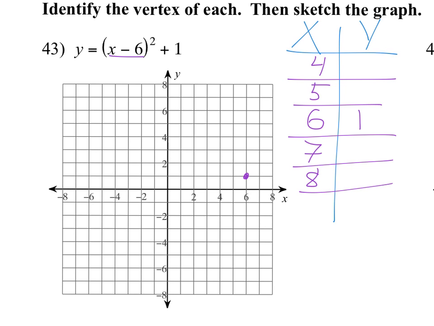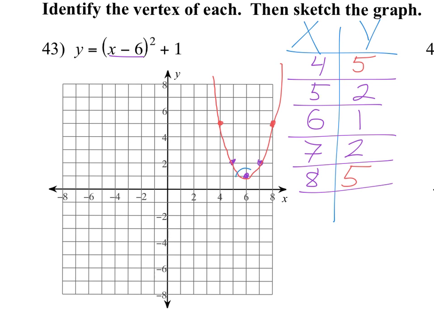7 minus 6 is 1, squared is 1, plus 1 is 2. It'd be 7, 2. And then if I go to 5, 5 minus 6 is negative 1. Negative 1 squared is positive 1, plus 1 is 2. I get this nice symmetry that we should be expecting. 8 minus 6 is 2, squared is 4, plus 1 is 5. So we're looking at 8, 5, and then 4 ends up at the same height, which gives me a graph that looks something like this.